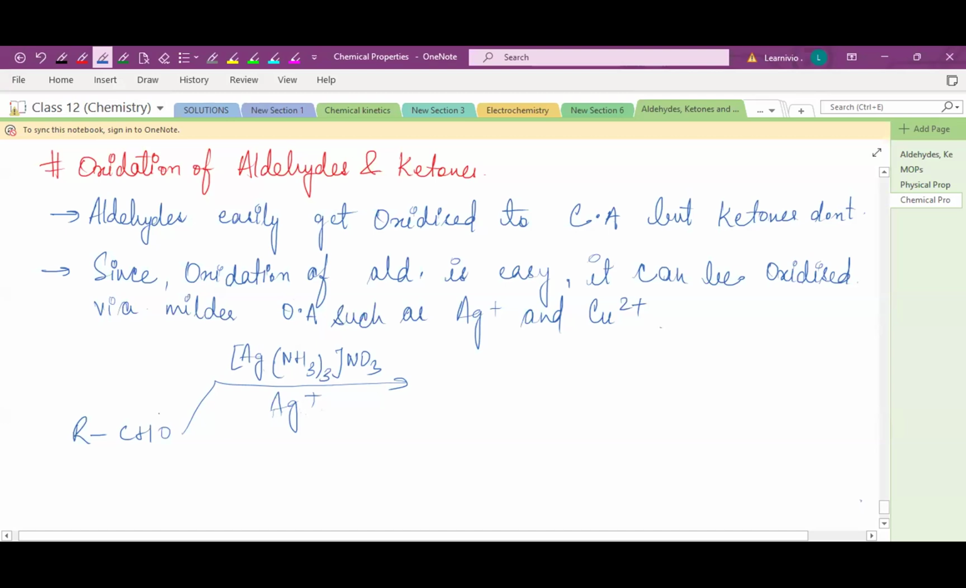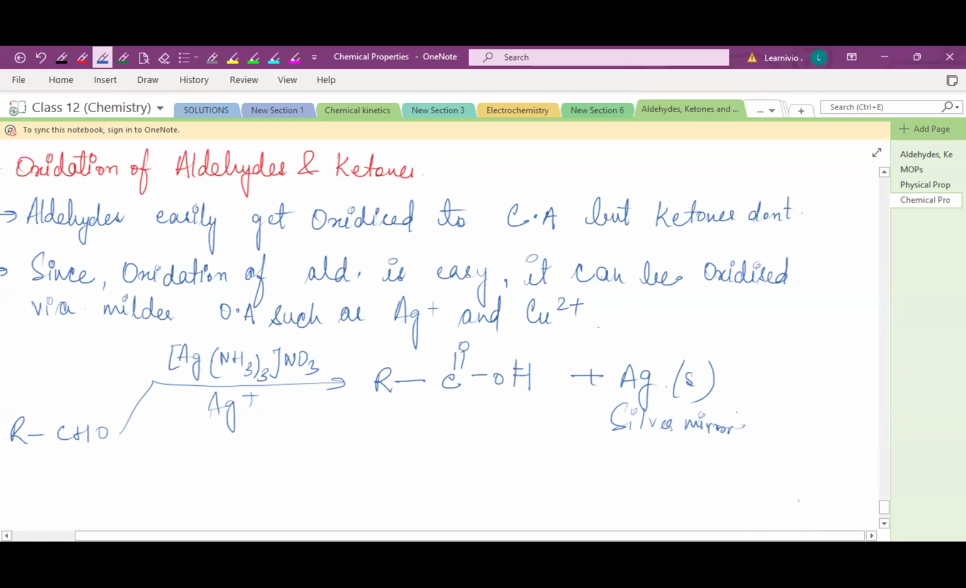So what will be the product? This will get oxidized. RCO minus you can write, and you can also write carboxylic acid. This aldehyde will get converted into RCOOH plus your Ag. Okay, so here you can see it was Ag plus. When the gain of electron occurs, it will get converted to Ag. This is your silver, known as silver mirror.